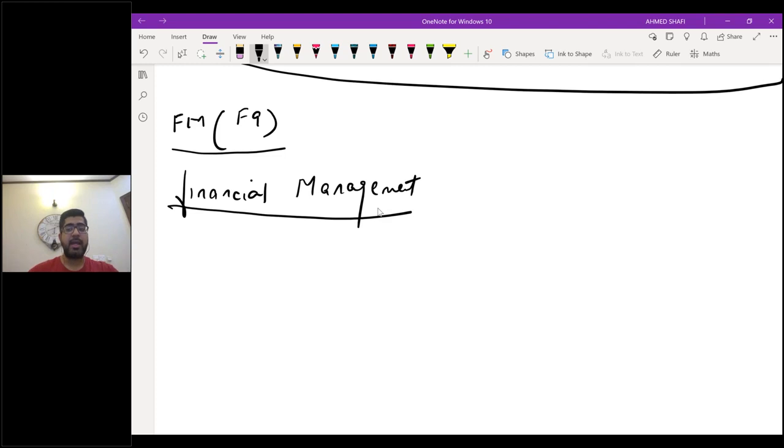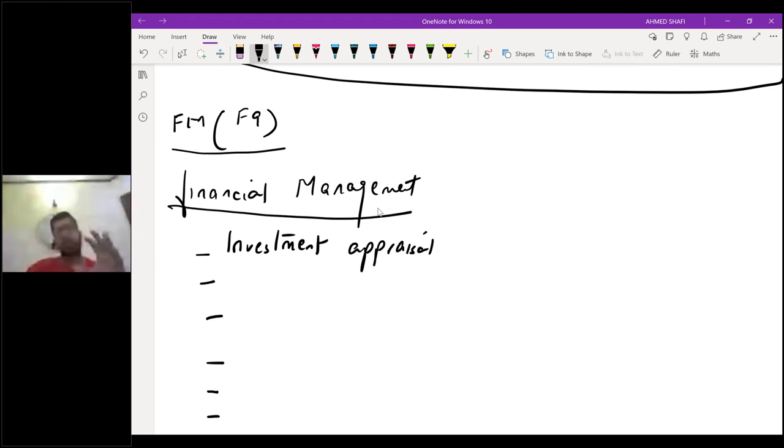Now, as we all know, in the financial management exam there are basically 6 core areas. The first core area is investment appraisal, a usual part of the Section C question. The second core area is weighted average cost of capital, commonly regarded as WACC.